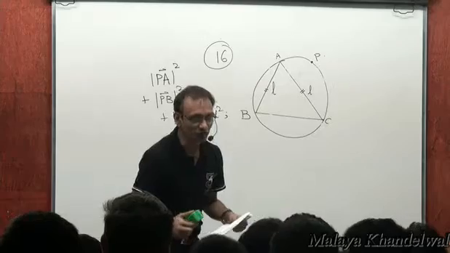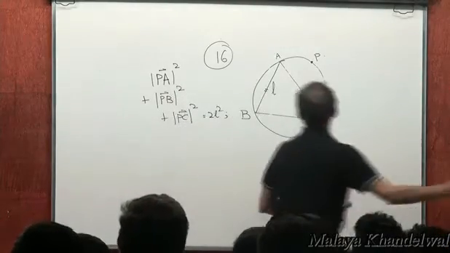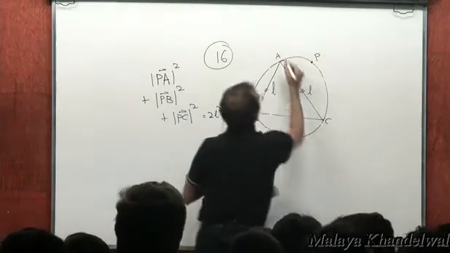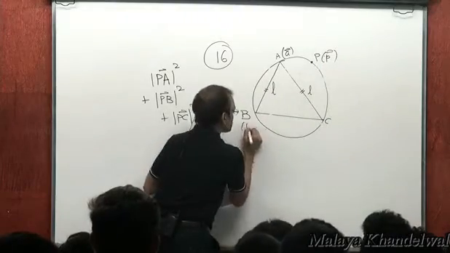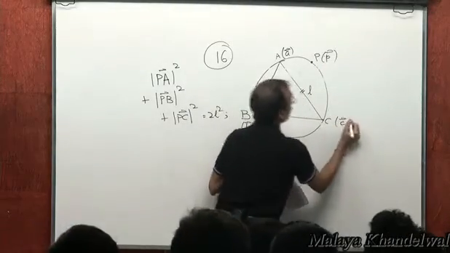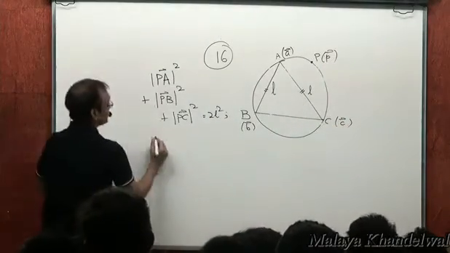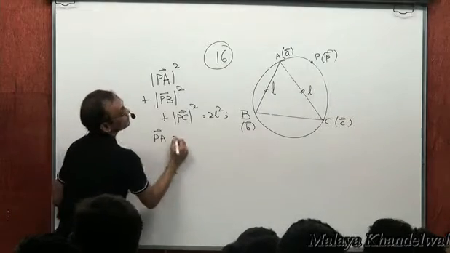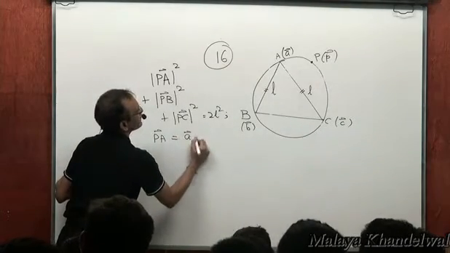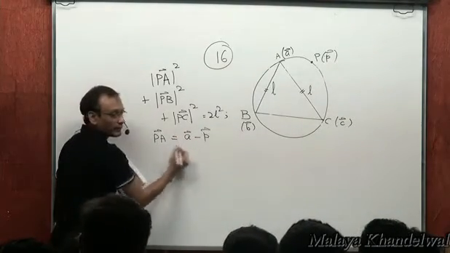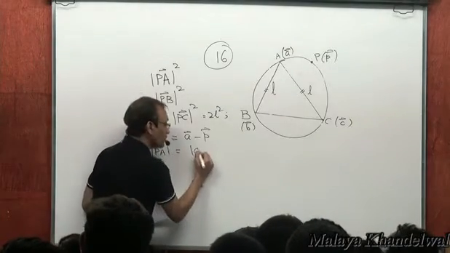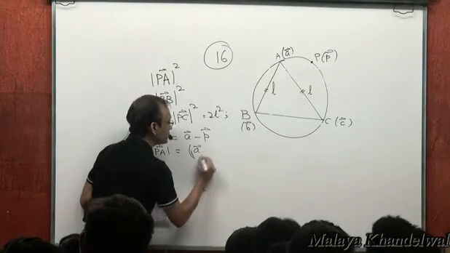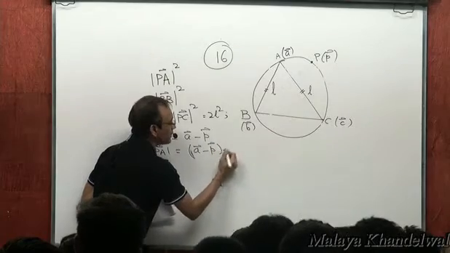If you want to find it technically at home, please try this. I will not waste my time on this, but this is A, this is P, this is B position vector, this is C. Then the vector PA, for example, would be position vector A minus position vector P. Mod PA squared is going to be mod of A minus P dot A minus P.